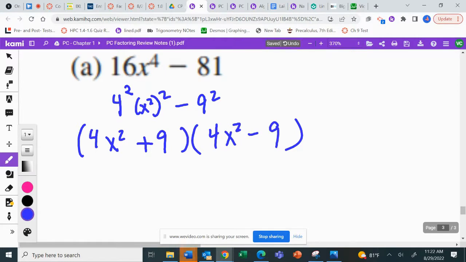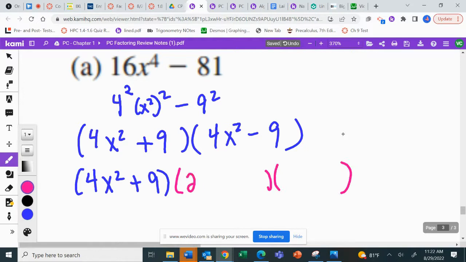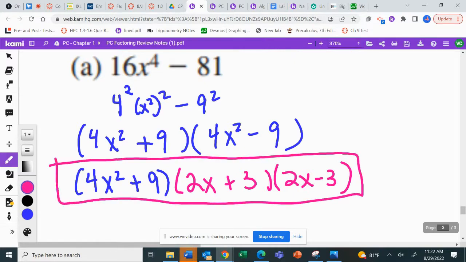These are not linear. So I have to go back and check to see if they're finished factoring. So I look at 4x squared plus 9, and I say, do we have a difference of squares? When I say the word difference, that means, is it subtraction? No. If it's not a difference of squares, it's not going to factor. So I move on. Is this one a difference of squares? Yeah, everything's squared in there, and it is subtraction. So 4x squared plus 9 does not go further, but the second one does. It becomes 2x plus 3, 2x minus 3. Those are linear, so I don't need to go back and check them.